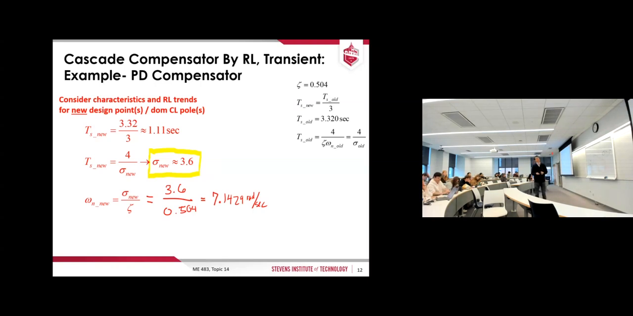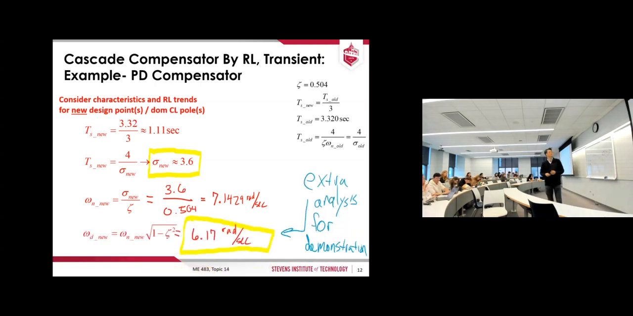3.6 divided by 0.5, that is 7.14 radian per second. That's your new omega n. Not old omega n, new. So we have to find that design point. In order to move from the old design point to that new design point, you have to use a PD controller.